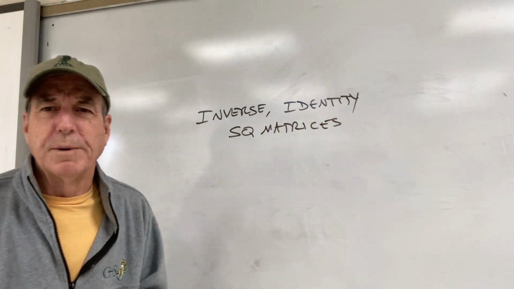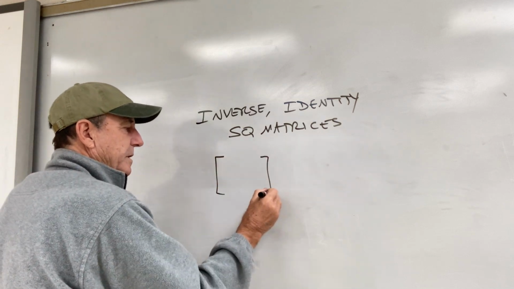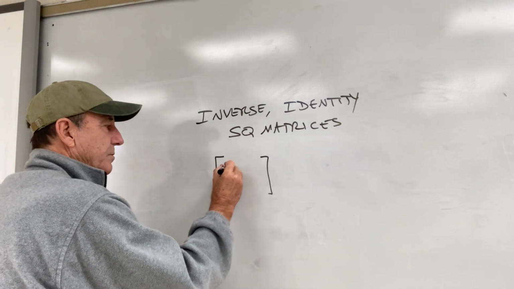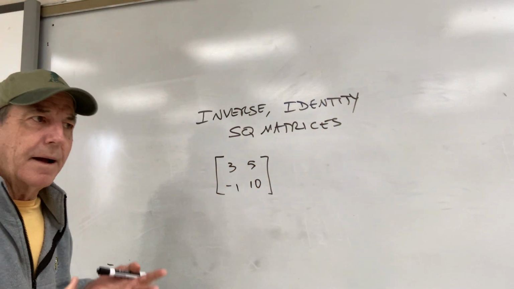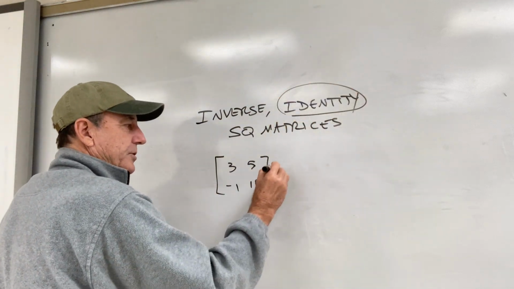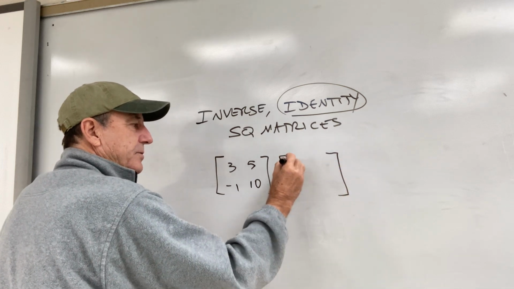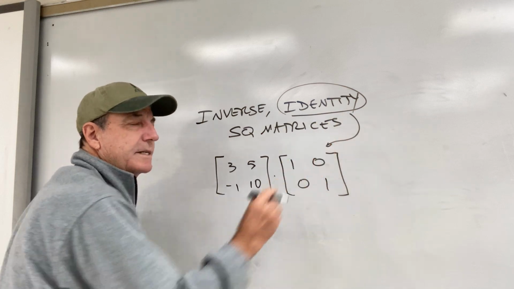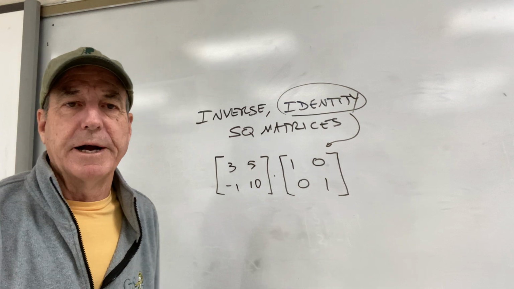So we'll start with the 2 by 2 because that's, I guess, the least complicated case we can come up with. Let's suppose we had, I'll just make up some numbers, 3, 5, negative 1, 10. And I'm going to claim that there is an identity matrix for multiplication. I can multiply this by the matrix 1, 0, 0, 1. This will be called the identity matrix. It has 1s down the main diagonal, 0s on the minor diagonal.